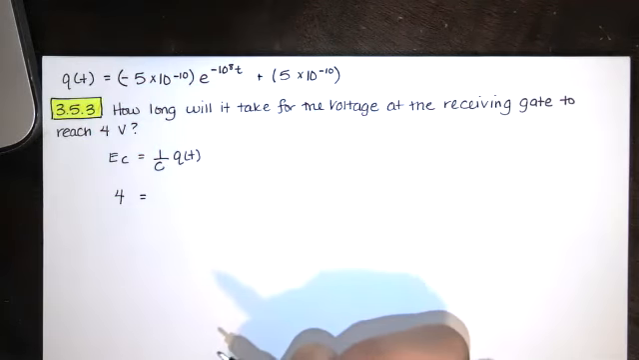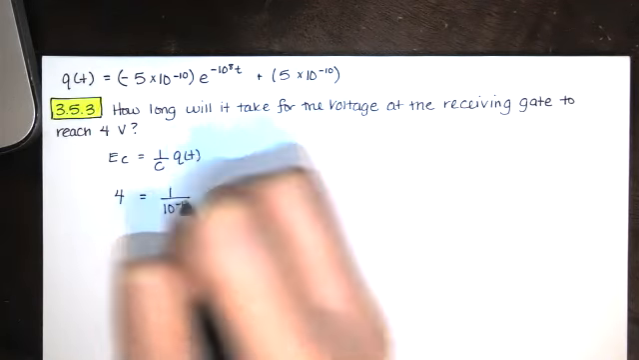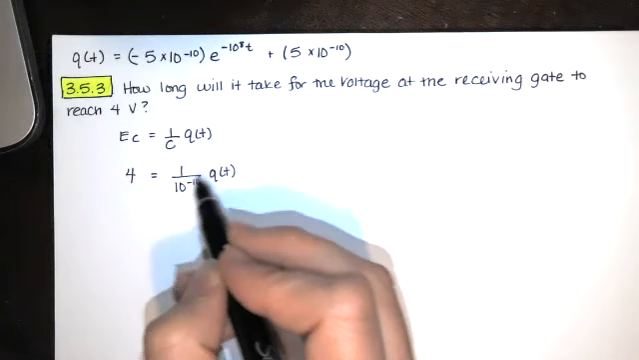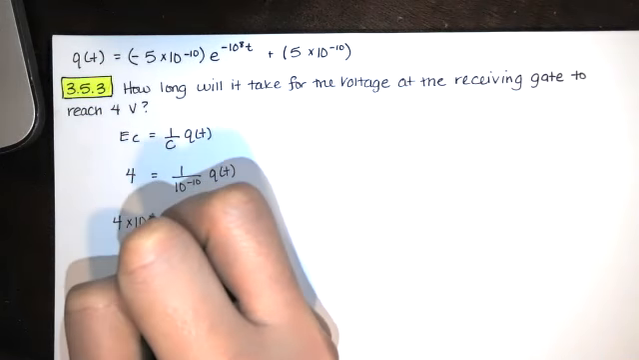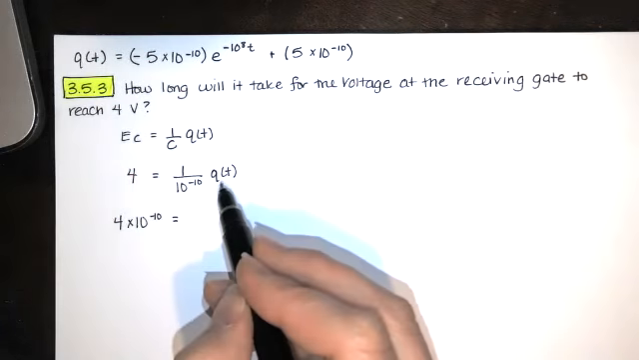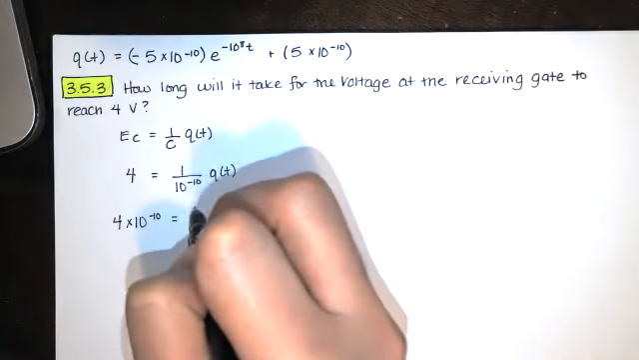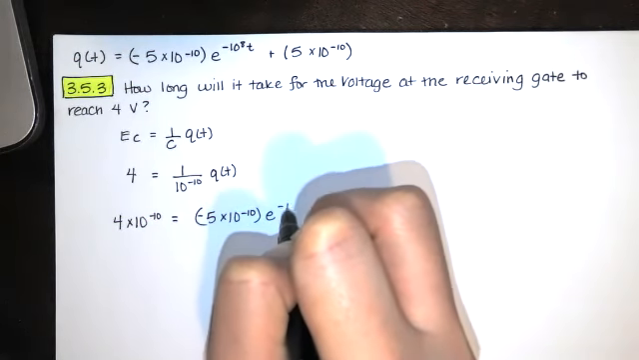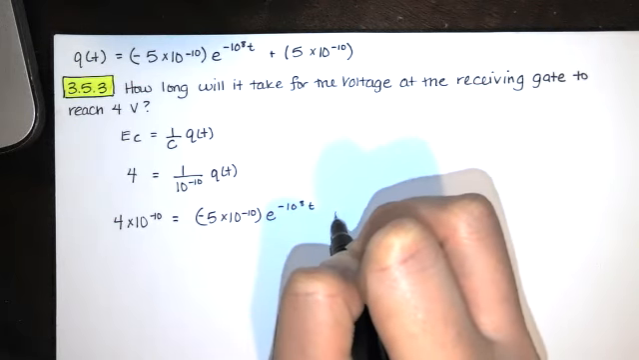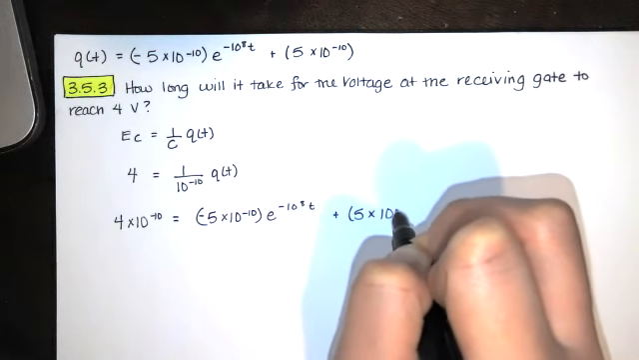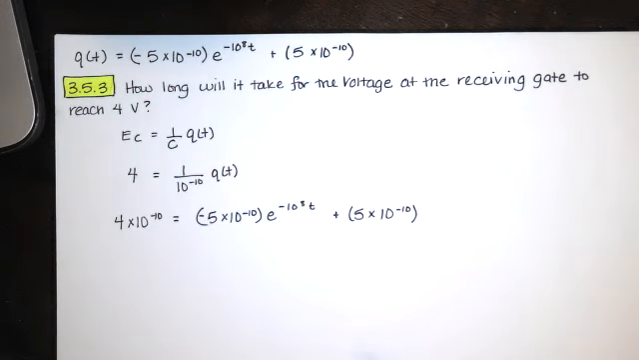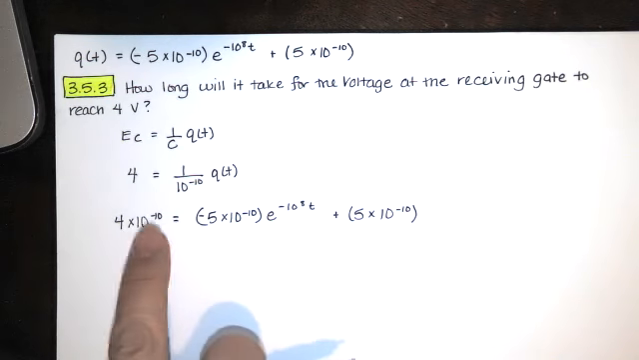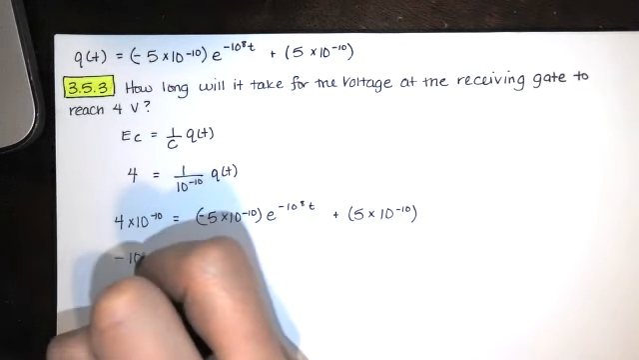We want the voltage to be 4. The capacitance was 10 to the negative 10 farads. And you can multiply both sides by 10 to the negative 10. And then you'll have that the charge on the capacitor, which we found in the last video to be this, has to equal that 4 times 10 to the negative 10. Now, in order to solve this exponential equation, I just need to subtract this from both sides. If I have 4 of those and I subtract 5 of those, that means I'm going to have negative 1 of those.